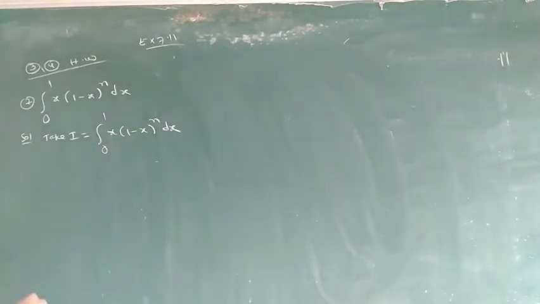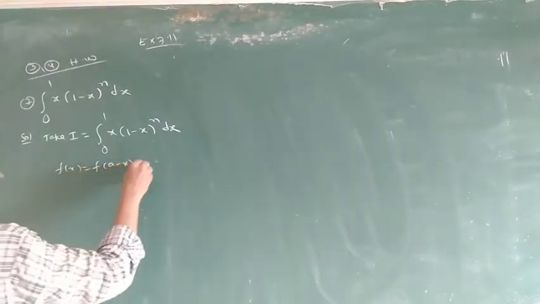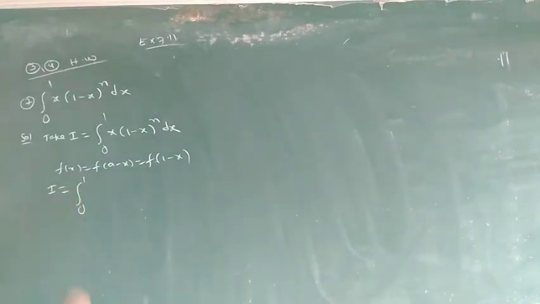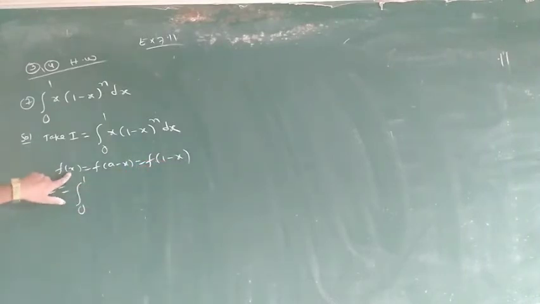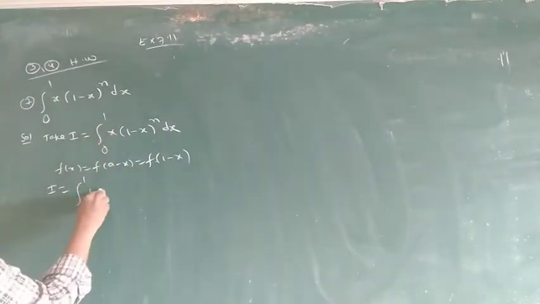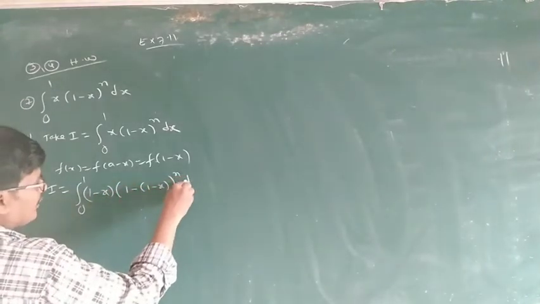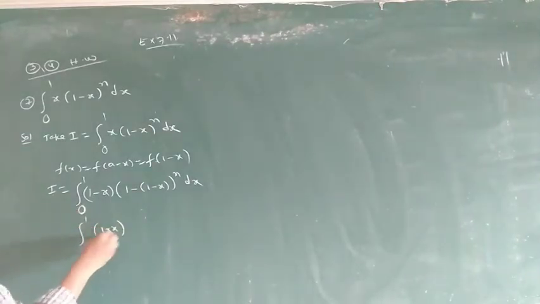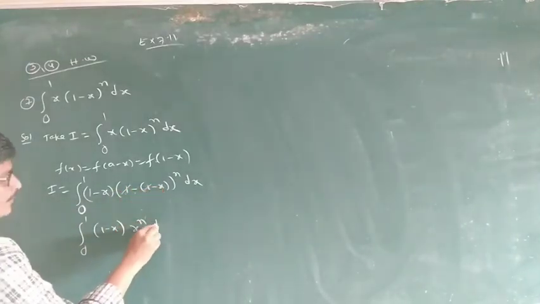So, f of x is equal to f of a minus x, so f of 1 minus x. The integral from 0 to 1 of f of x is equal to the integral of f of 1 minus x. So substitute x instead of 1 minus x: (1 minus x) into (1 minus (1 minus x)) whole power n dx. That is the integral from 0 to 1 of (1 minus x) into x power n dx, since 1 minus 1 cancels.